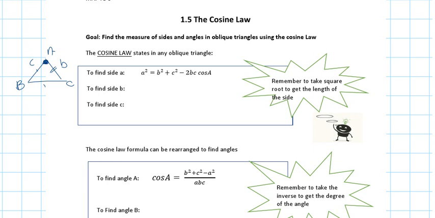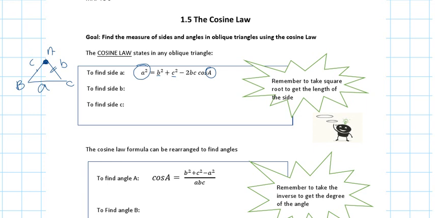And the law says, what happens here is the formula is a squared equals b squared plus c squared, because I know b and c, minus 2bc cosine angle A. So I know b, I know c, and I know angle A. So I can plug them in and solve for side A. Now this is going to solve for a squared. So at the end, I'm going to have to square root to find A by itself.